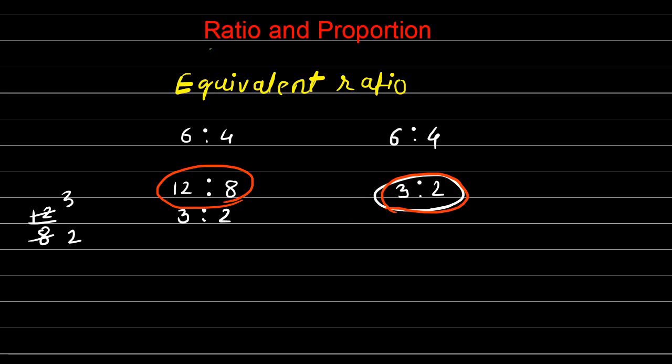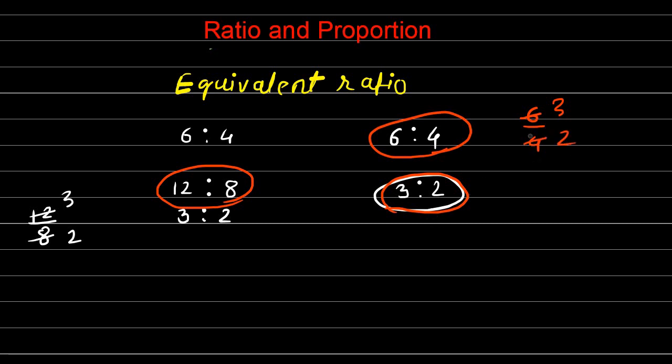So this is the quickest method by which you can convert your ratio into its lowest form. And if another ratio is also given, for example 6 is to 4, you can convert that also into lowest form. 6 to 4, the highest common factor is 2, so 2 times 3 is 6 and 2 times 2 is 4.